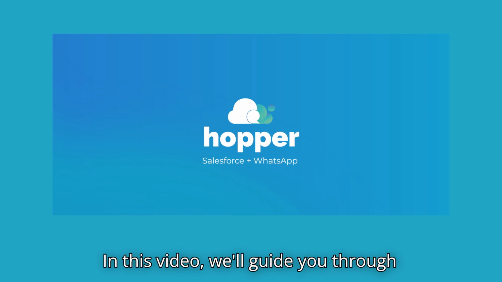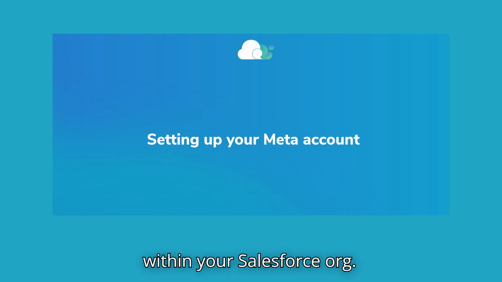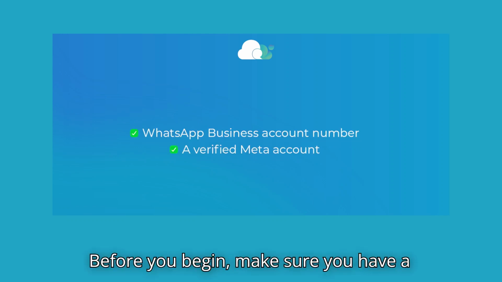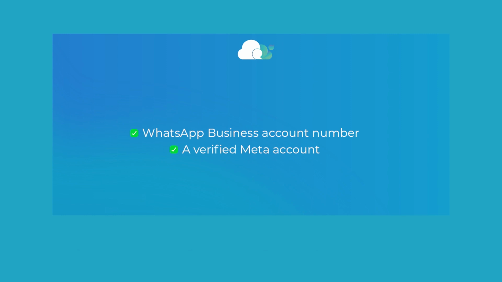In this video, we'll guide you through setting up your Meta account so you can install Hopper and start using WhatsApp within your Salesforce org. Before you begin, make sure you have a WhatsApp business number and a verified Meta account.